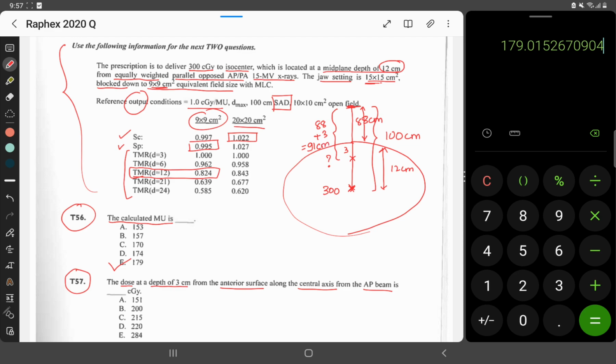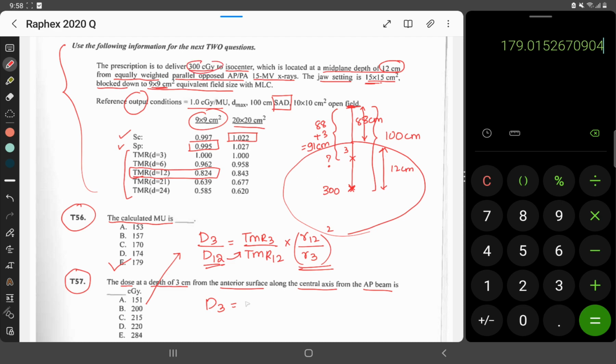Now for this, as we know, dose at 3 over dose at 12 equals TMR at 3 over TMR at 12, into distance at 12 over distance at 3, squared. This is the ISL, that is inverse square law. So we need to calculate D3 equals D12 times these ratios. D12 is what they have given us, that is 300 centigrade.